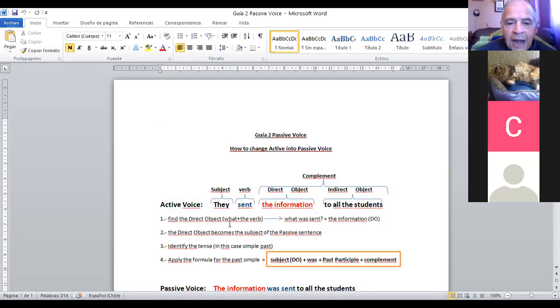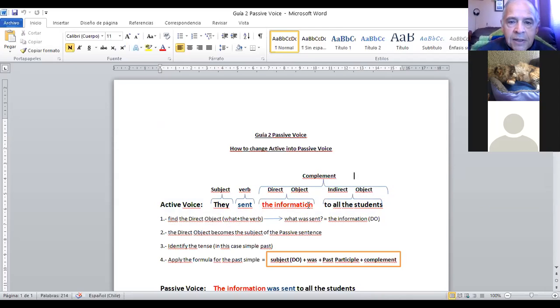How can I do it? I have to ask what to the verb. So I ask, what is sent? What is sent? The information. That is the direct object. What was sent? The information. So I have the direct object. That is the first step. The second step is the direct object becomes the subject of the passive sentence. Then identify the tense. In this case, you have it here, past. Simple past. And finally, apply the formula for the past simple.